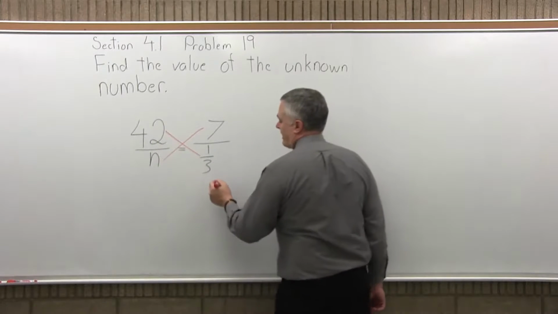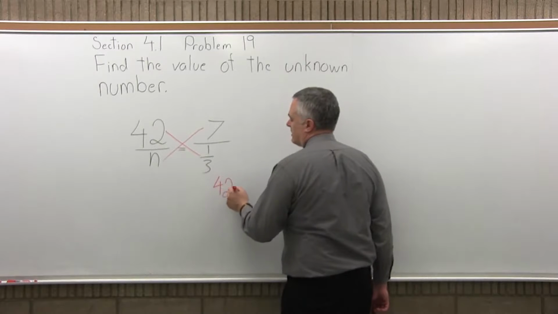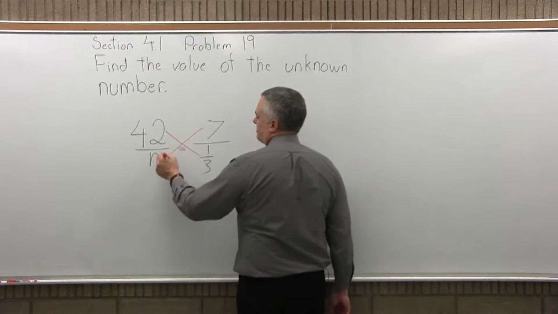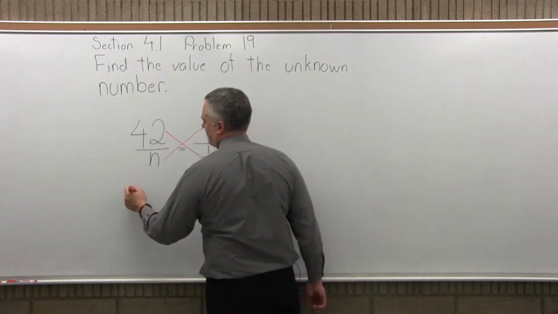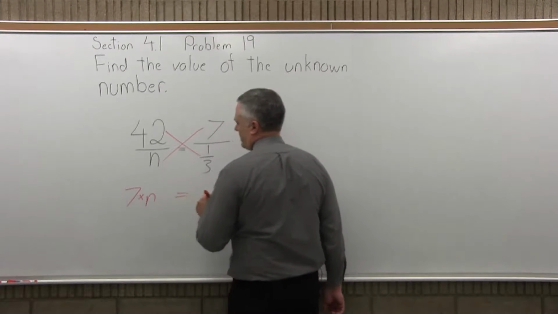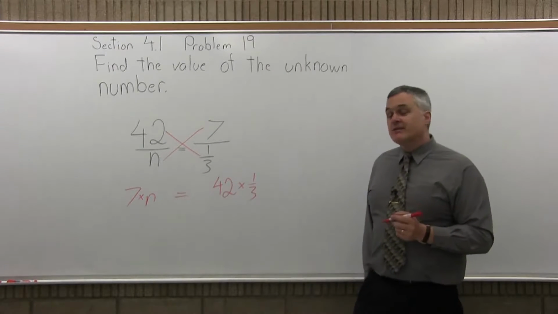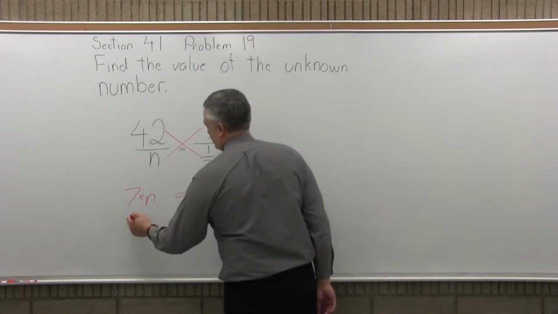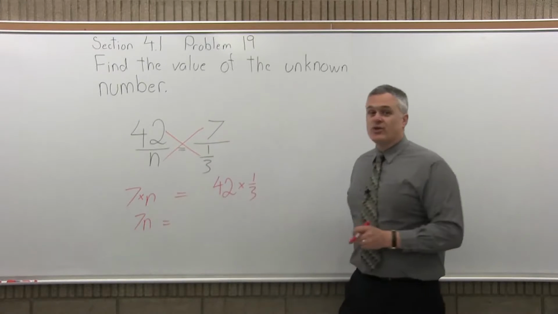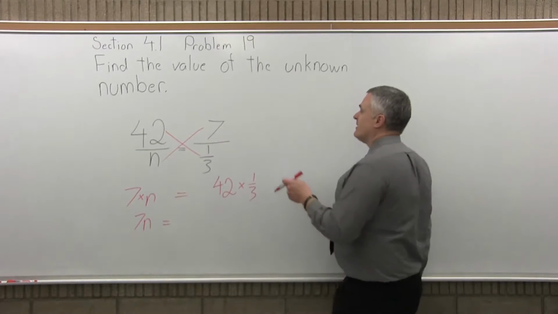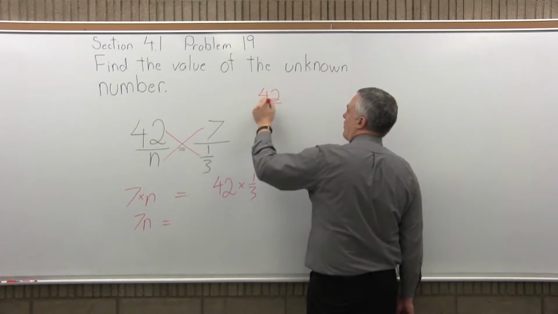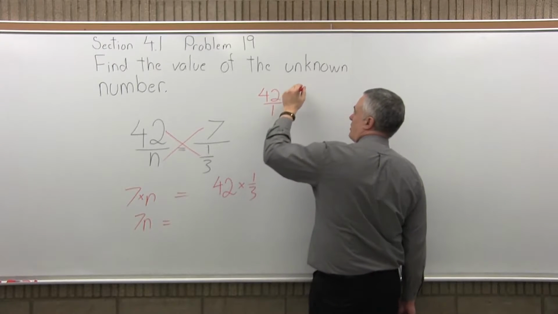So coming one way, I'll have 42 times 1/3, and then the other multiplication will be 7 times n. And we make those equal. So 7 times n is easier. I'll do that one first. It's just we write 7n. 42 times 1/3, because of the fraction, this seems tougher. It's not too bad. Off to the side, we'll make it 42 over 1 times 1 over 3.